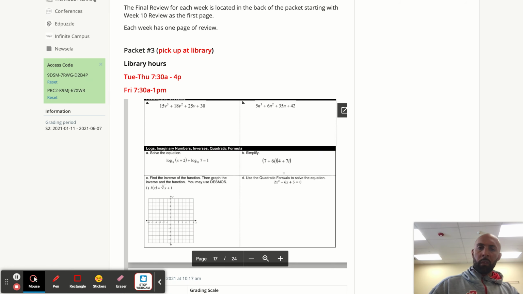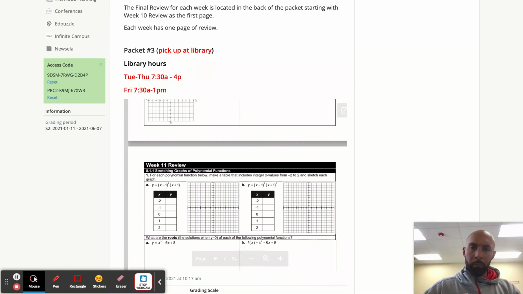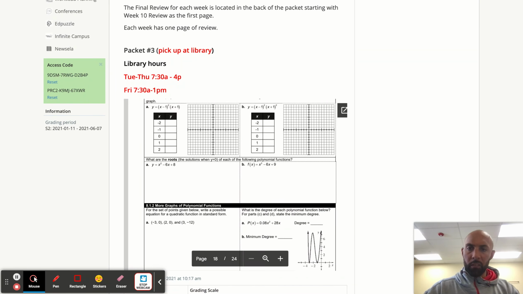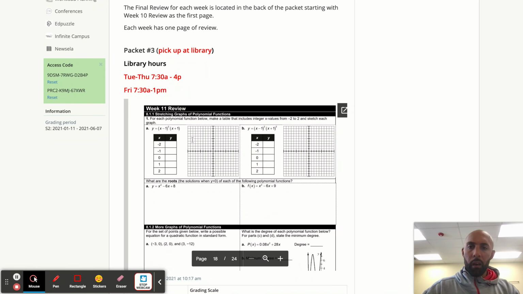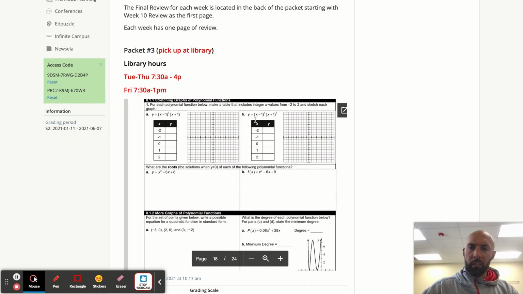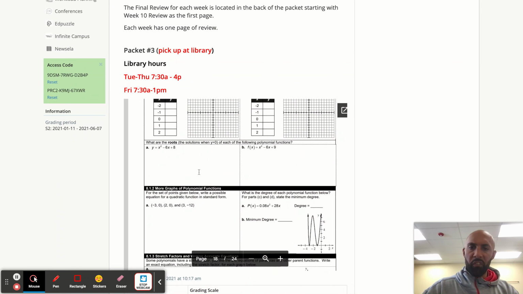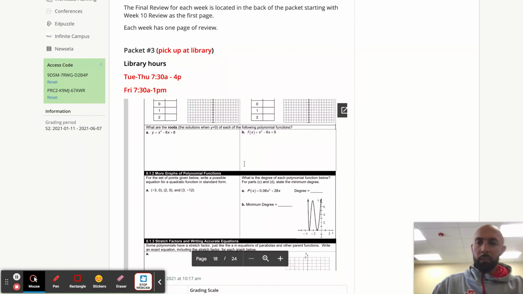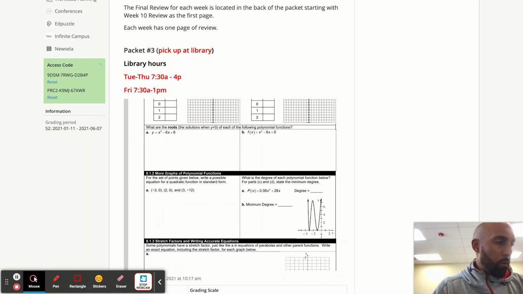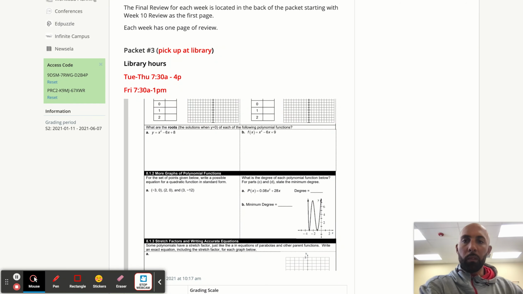All right, next thing we're going to go over is the next page, and this is all about roots. These first two are just about sketching, but what we're focusing on is right here. These ones where it's asking, what are the roots? Okay, so let's just say I've got y equals x squared plus 7x. You might recognize this from one of the problems you just did earlier. And it says, what are the roots?